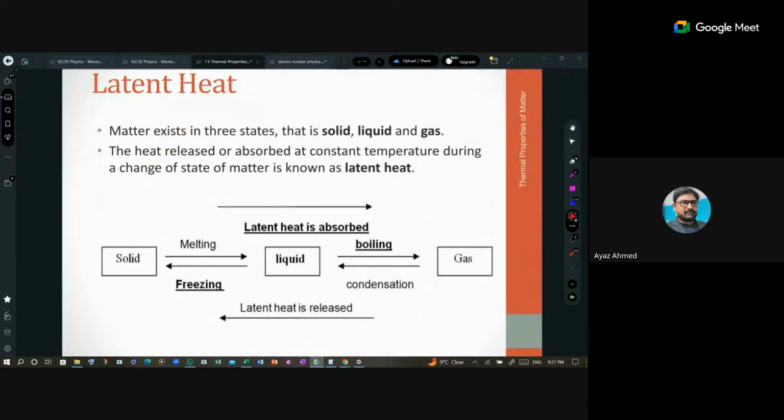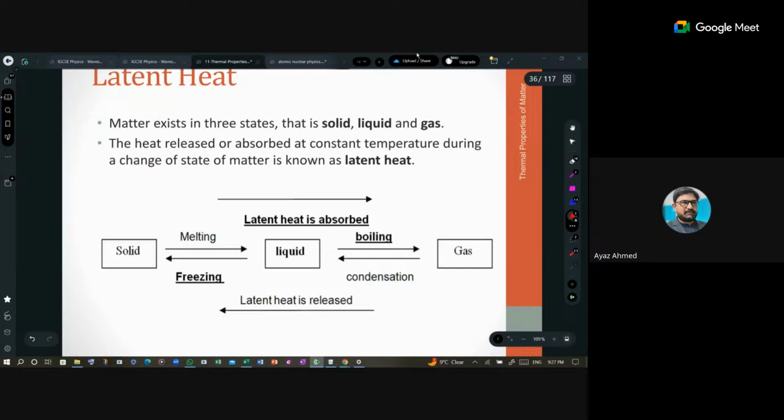The next is latent heat. This is the major topic again. Latent heat is basically the heat required to change the state of the substance. The heat released or absorbed at constant temperature during the change of state is known as latent heat.